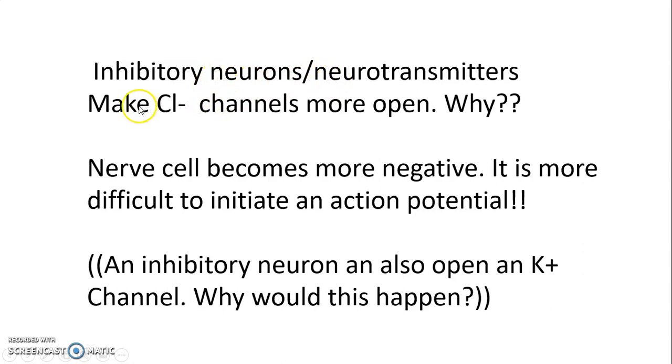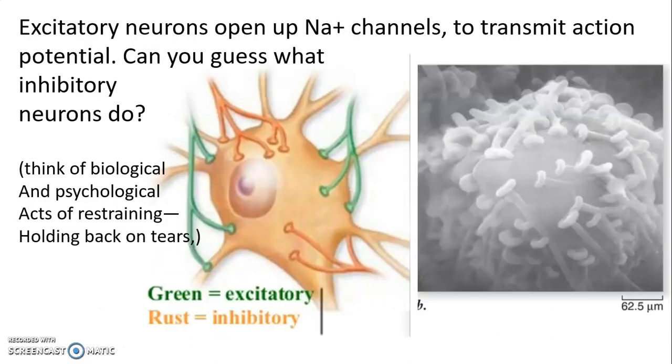Inhibitory neurons and neurotransmitters open up negative ion channels, often chlorine ion channels. And by opening up chlorine ion channels, they make the nerve cell more negative and make it even less able to receive an action potential. It makes it more difficult for an action potential to be initiated. Don't worry about the double parentheses, that's too complicated, so skip that. Okay, so hopefully that makes sense. So you can understand both conceptually and chemically what's happening with the stimulating and with an inhibitory neuron.